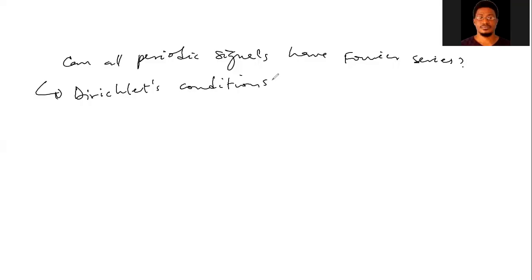So for a periodic signal to have a Fourier series, these conditions must be satisfied. The first of these conditions is that the signal S of t must be absolutely integrable over one fundamental time period. Meaning, if we integrate the modulus of that signal over one fundamental time period, it should give us a finite value.